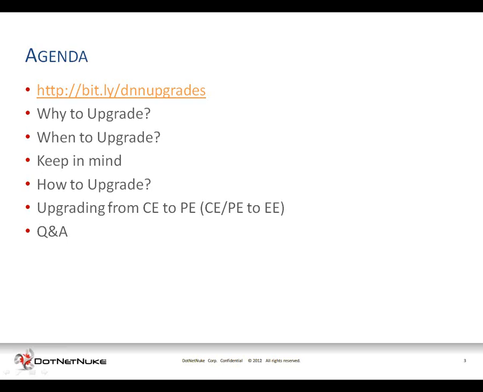Follow-up question here says, can I upgrade directly from 5.6.1 Community Edition to 6.1.5 Professional Edition without stepping through versions? Yes, you should be able to go directly.